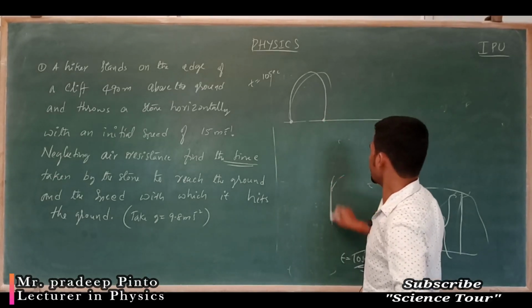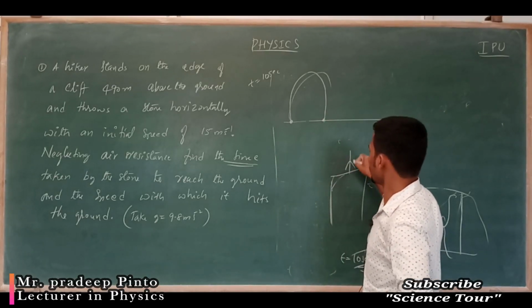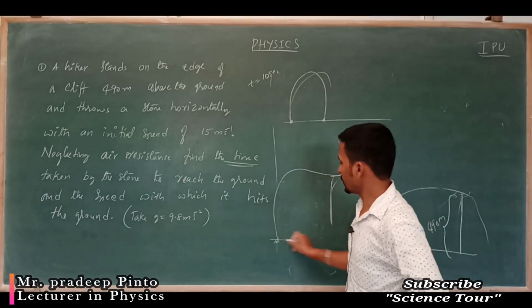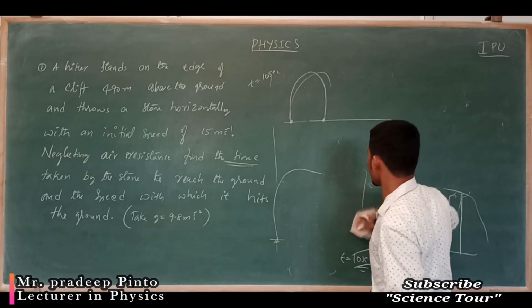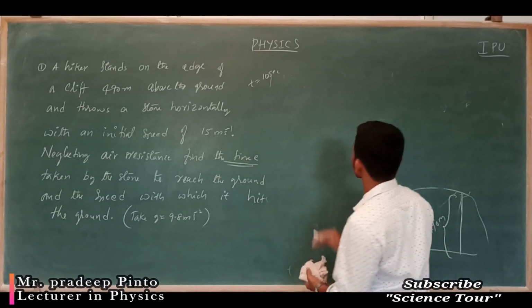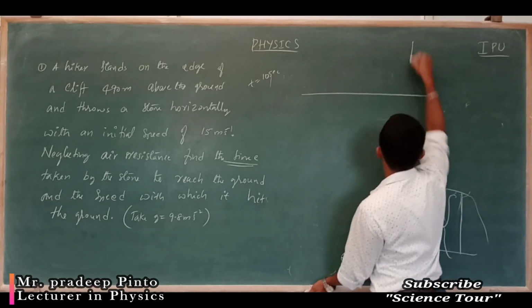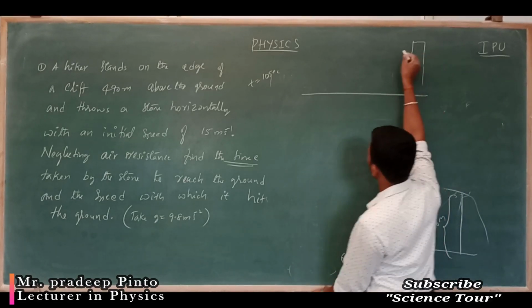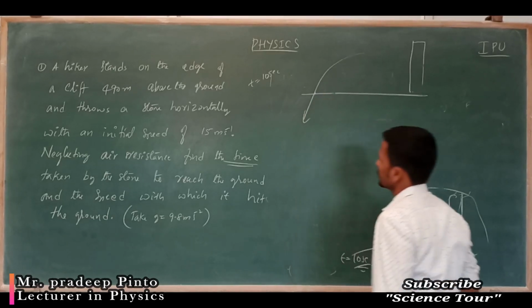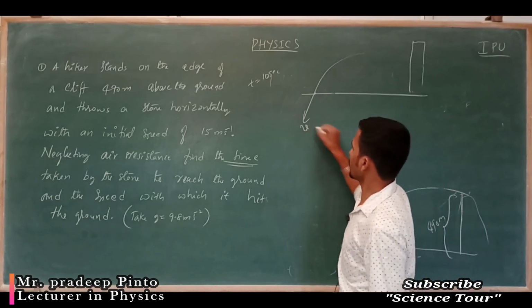But it is not in this way. It is thrown from some height, which means the velocity will be maximum here. So what is the direction of velocity? See, from a certain height it is going to fall in this way, so the velocity will be in this way. That is the actual velocity.